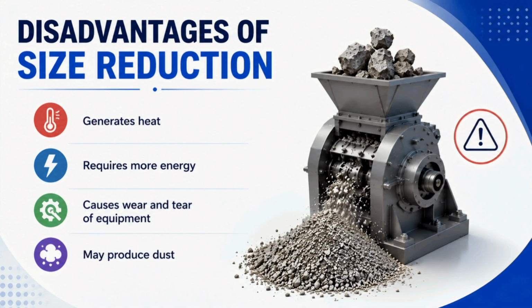Dust formation may cause contamination. Industrial workers require protective equipment here, so proper mill selection reduces the disadvantages obviously. Cooling arrangements are sometimes used. Therefore, industries should maintain suitable conditions. Thus, understanding both advantages and disadvantages is important.